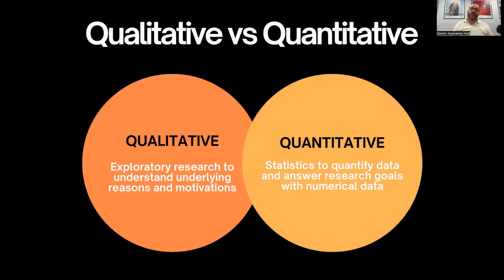Then there's qualitative and quantitative data. Qualitative is where we're exploring research to understand the reasons and motivations for actions that people are taking. So if we've noticed that 20% drop in sales of activewear in Melbourne, we want to look at, okay, what are the reasons and motivations?